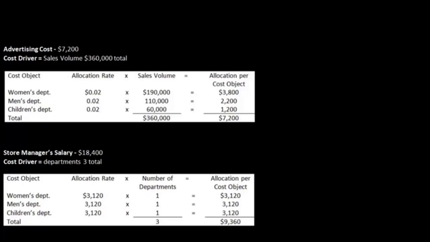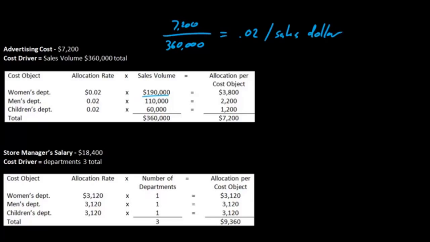The more sales a department has, the more they are probably taking advantage of the advertising cost. So maybe they're responsible for more of the advertising. So the total is 7,200. The cost driver is sales volume, so divided by 360,000, and that gives you 0.02, or 2 cents per sales dollar. So the women's department had the most sales volume, right? 190,000. So times 0.02, we're going to allocate 3,800 to the women's department.